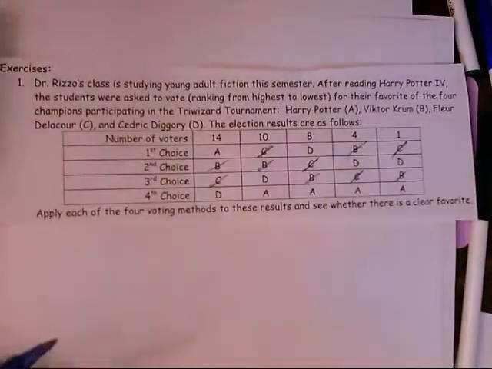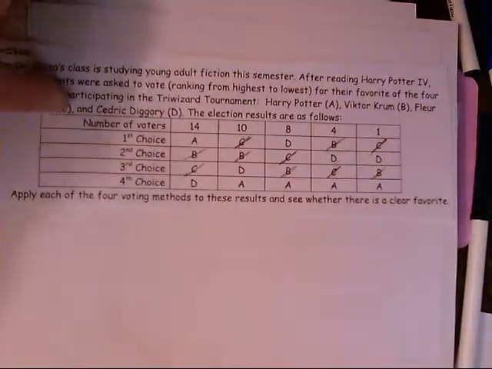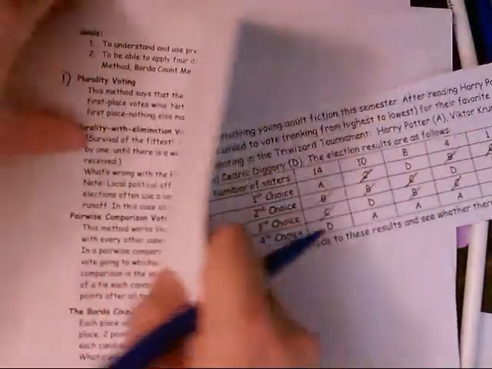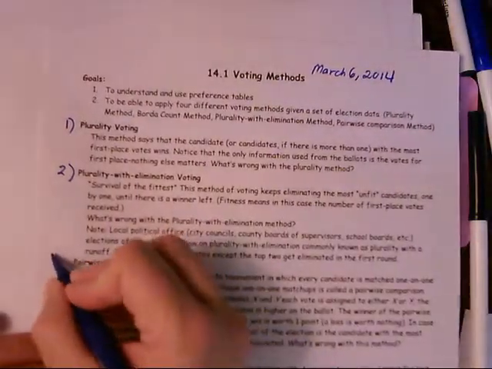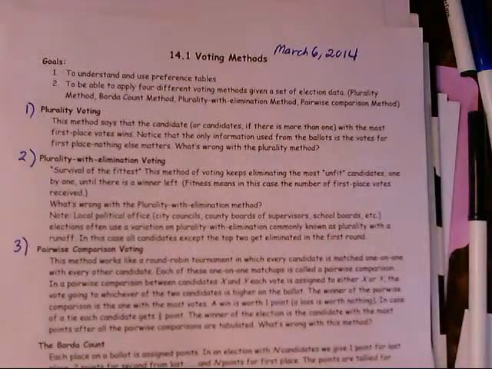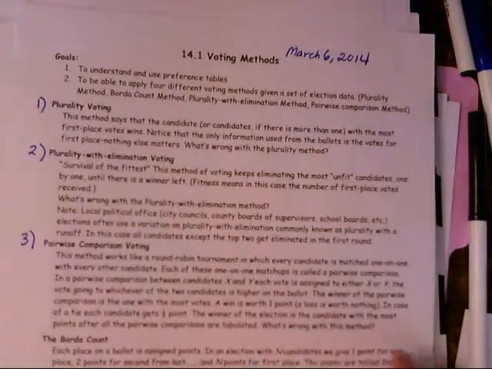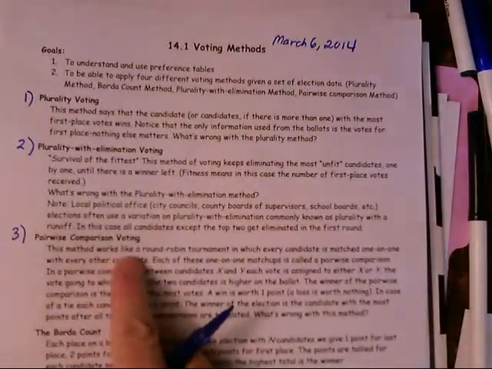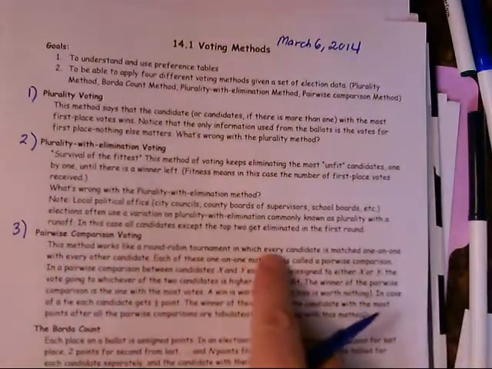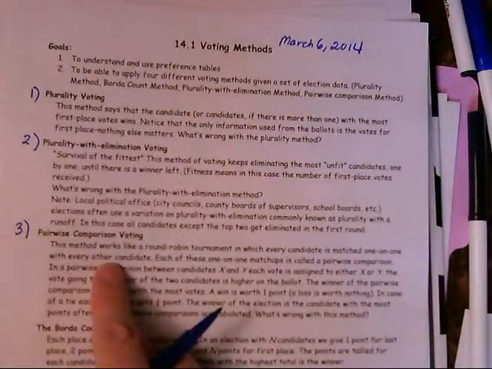Voting method number 3. Where did that go? There we go. The third method is called pairwise comparison. And it kind of tells you what we're going to do. We're going to compare pairs, right? This method works like a round-robin tournament in which every candidate is matched one-on-one with every other candidate.